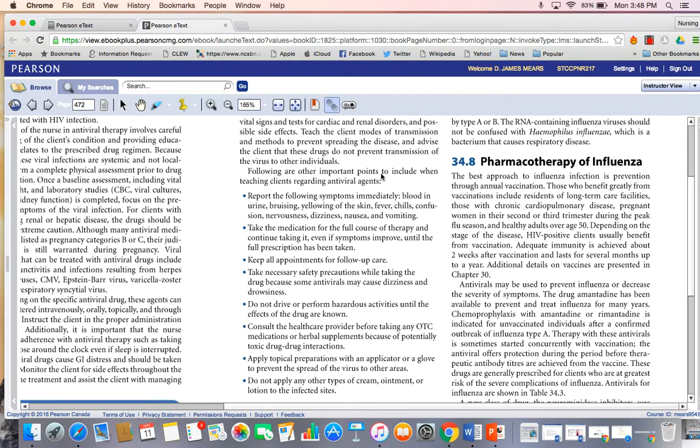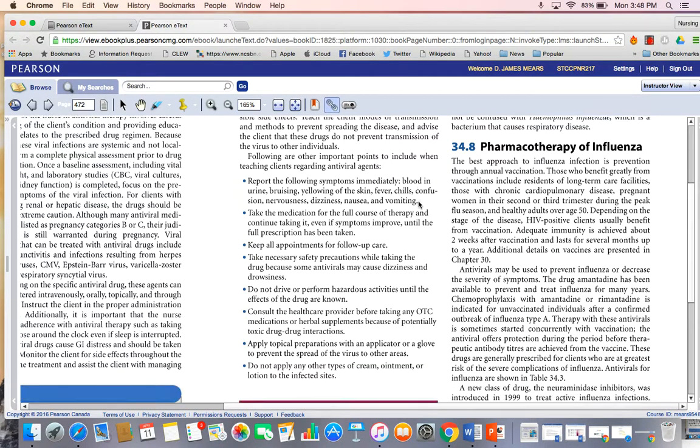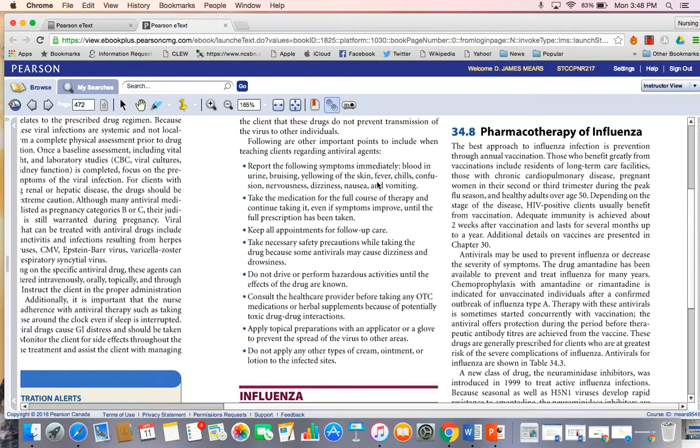Here's some general information to include regarding antiretroviral medications. So important, even though they may not be symptomatic, to keep all follow-up care so they can monitor their liver and their kidneys. Take necessary precautions. Some medications may cause dizziness. Don't drive until you've established whether or not this does cause dizziness in your body. And prior to taking any over-the-counter medications, double check these with your doctor. And usually if they're on an antiretroviral, they're on it for life.